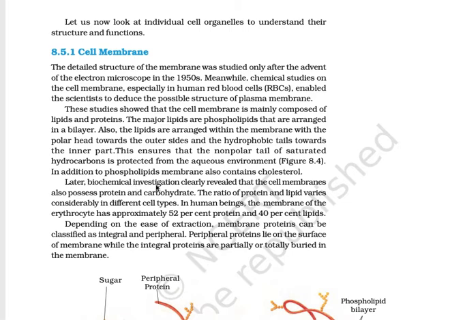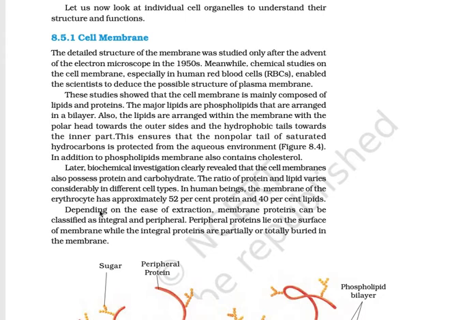Later, biochemical investigation clearly revealed that the cell membranes also possess protein and carbohydrate. The ratio of protein and lipid varies considerably in different cell types. In human beings, the cell membrane of the erythrocyte has approximately 52% protein and 40% lipids. Depending on ease of extraction, membrane proteins can be classified as integral and peripheral. Peripheral proteins lie on the surface of the membrane while the integral proteins are partially or totally buried in the membrane.